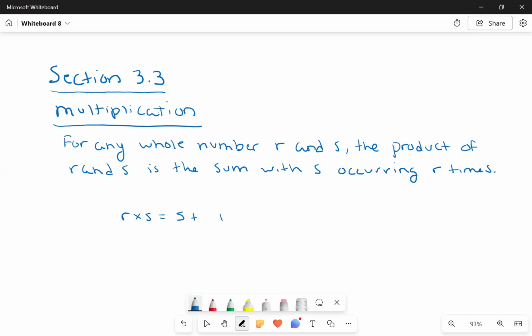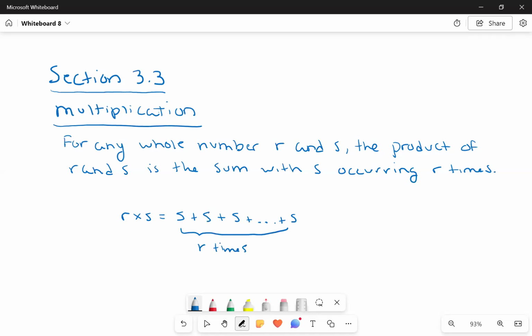Oops, that was supposed to be an S. We add S R number of times. So there's R S's here, or R times. However much R is worth, we're adding S that many times.